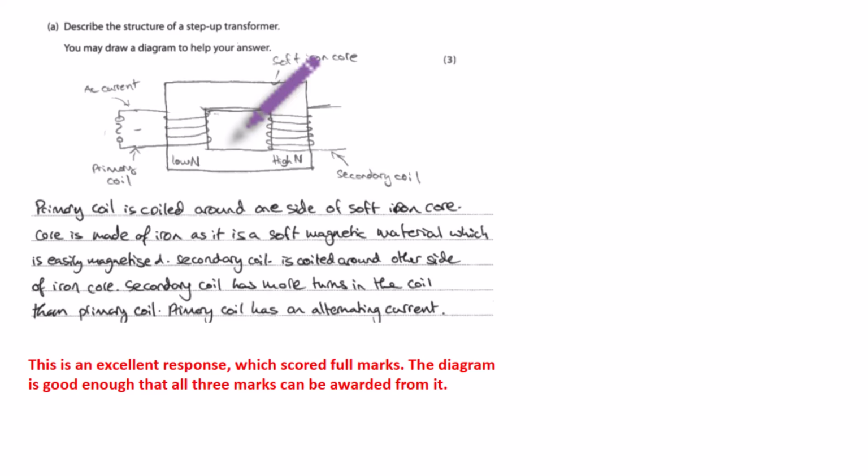Primary coil is coiled around the side of a soft iron core. Core is made up of iron as its soft magnetic material, which is easily magnetized and demagnetized. Secondary coil is coiled around the other side of the iron core. Secondary coil has more turns in the coil than primary coil, making it a step-up transformer. Primary coil has an alternating current. Fine.